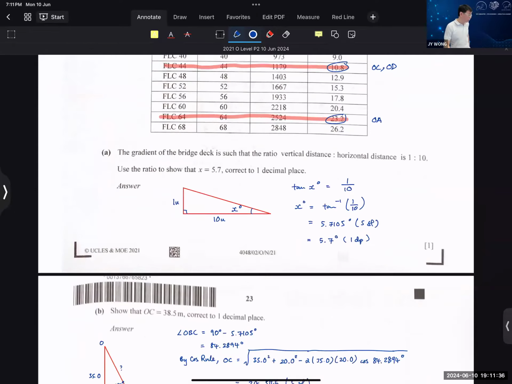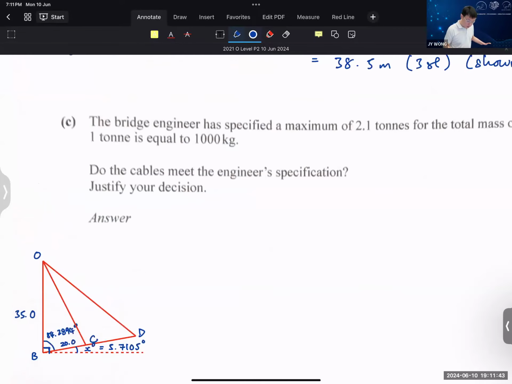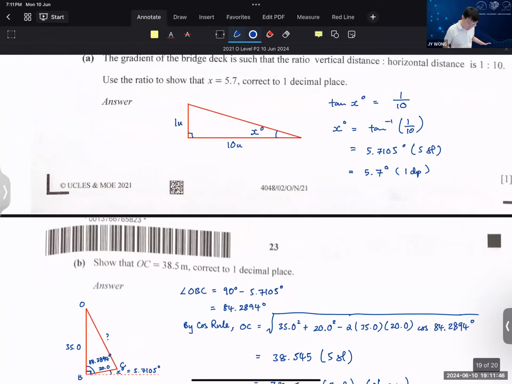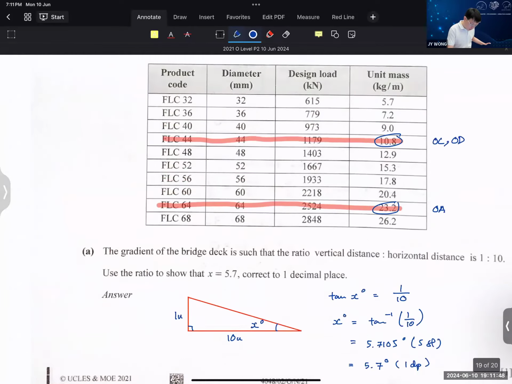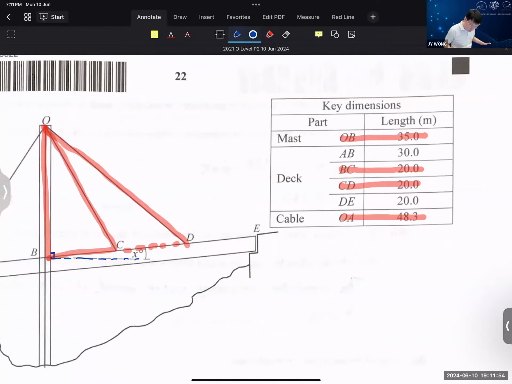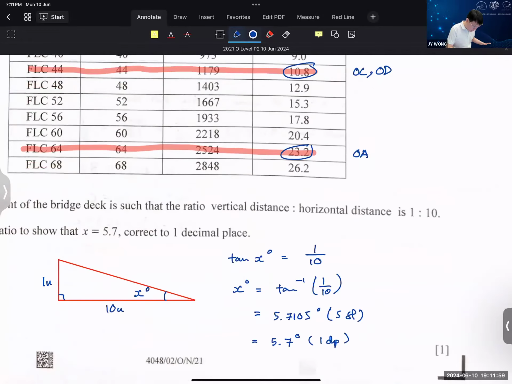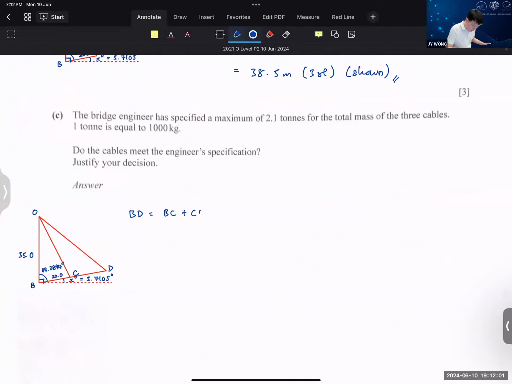So you only need to find OD, which you don't have. So from here, how to find OD? Again, you have the angle. What is BD? Are you given BD? You are given BC and CD, which means BD is equal to BC plus CD, which is given as 20 plus 20 to give you 40. This part here is 20 also.